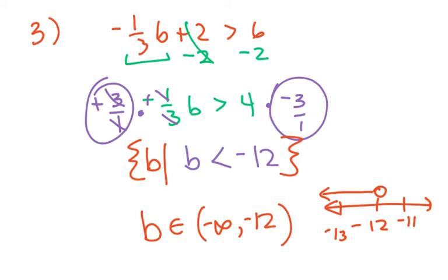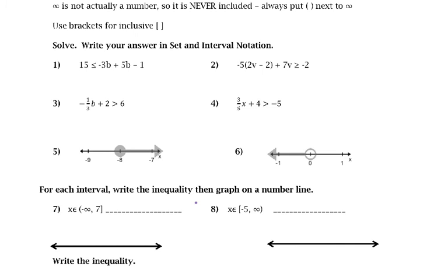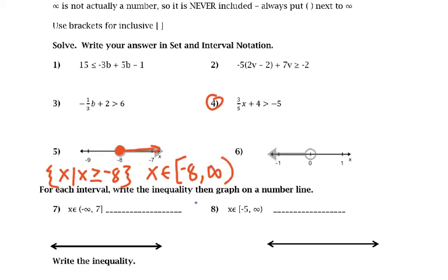Now I'm not going to do number 4, but you can look in the notes and you can see that one. Number 5 and 6, I just have a number line for you, and I want you to write what it says. So I'll just do one of those with you. So number 5, it's got negative 8, and it's got a filled in circle going that way. So I'm going to write x such that x is greater than or equal to negative 8. That's my set notation. And x is an element of, it's going to start at negative 8 inclusive, and it's going to go to infinity like that. So that's what I want you to do for 5 and 6.